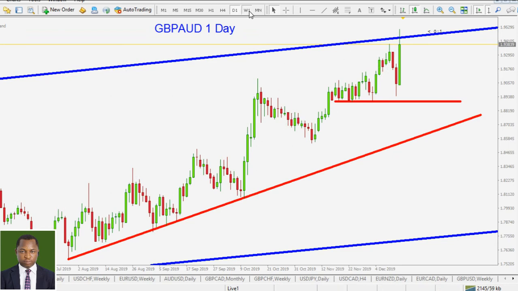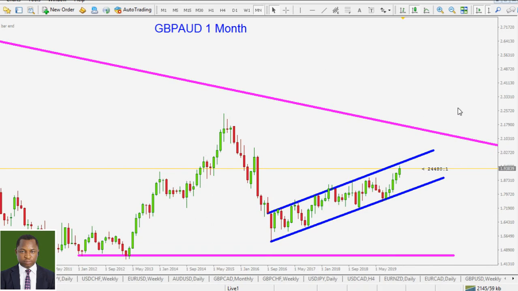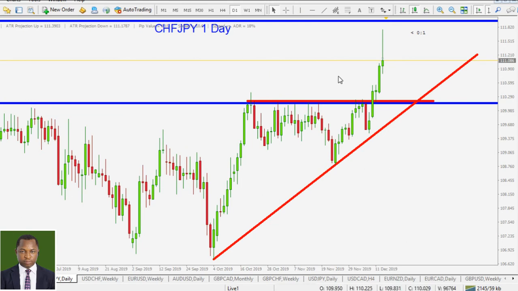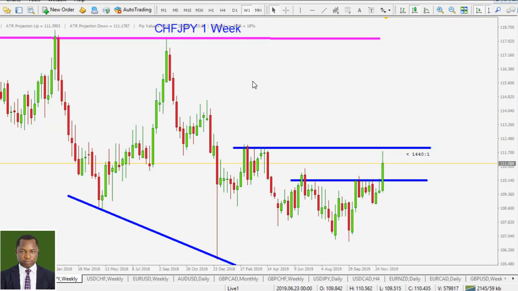All right, so the summary of it is that price is trading around a resistance zone, just like the euro against the sterling pound is trading around a support zone. So you want to be careful hitting on your buy button. Let's look at the Swiss franc against the Japanese yen in the weekly time frame.